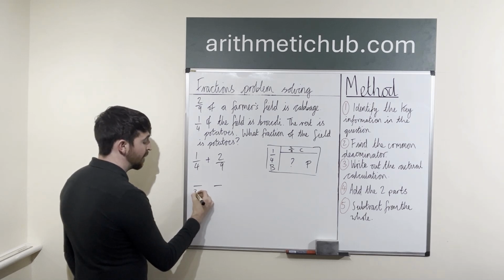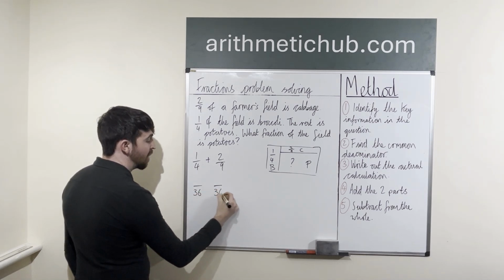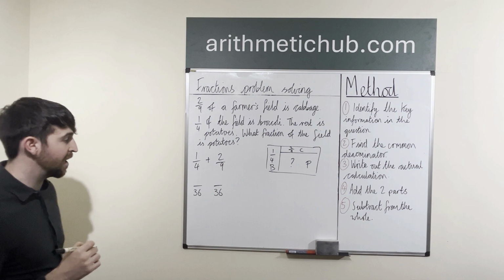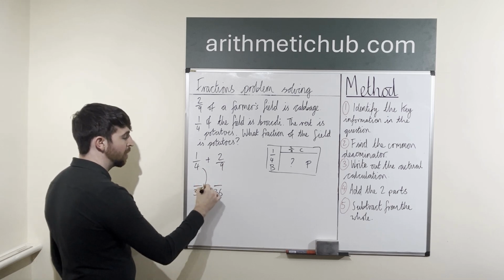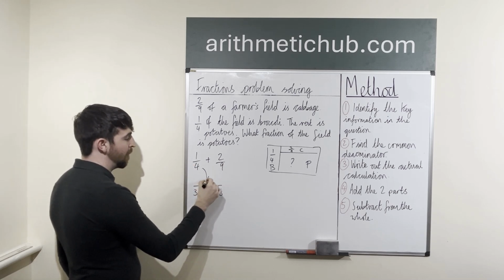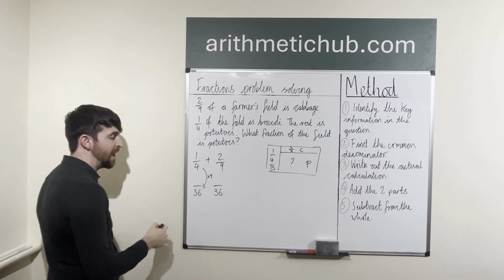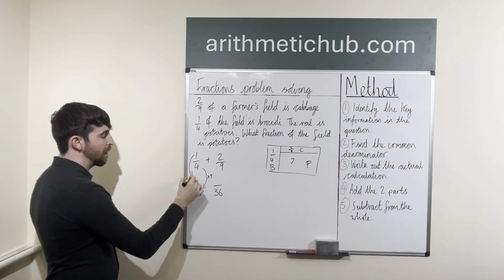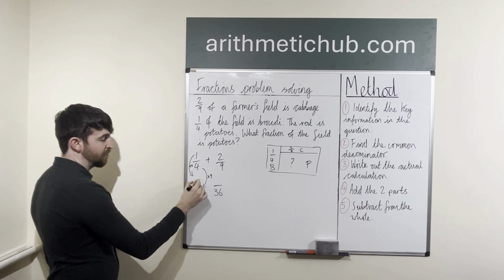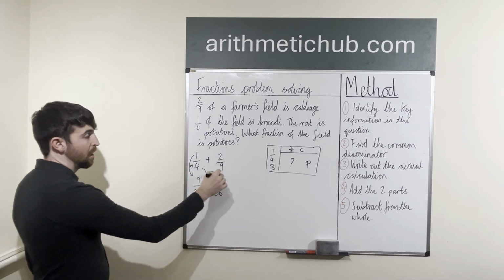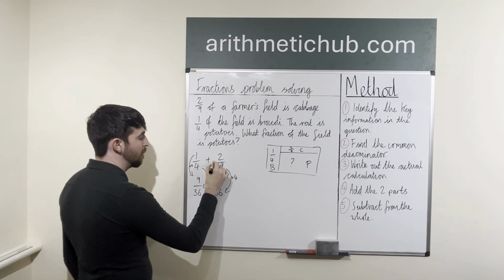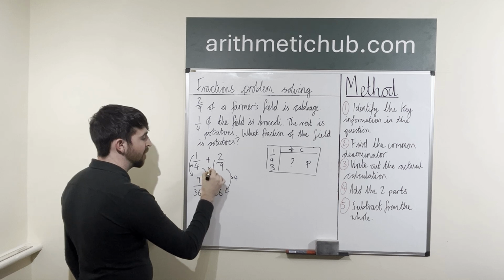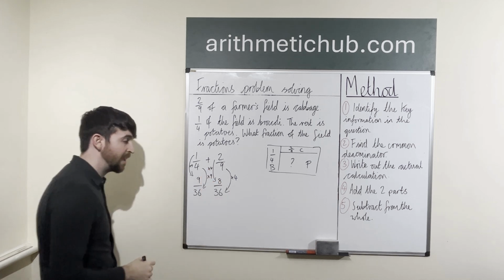4 times 9 is 36. So now my common denominator is 36. Whilst I'm here, what have I multiplied 4 by to get to 36? I've multiplied it by 9. So we have to do the same to my numerator. 1 times 9 is 9. What have I multiplied 9 by to get to 36? Well, I've multiplied it by 4. So I'm going to have to do the same to my numerator. 2 times 4 is going to give me 8.